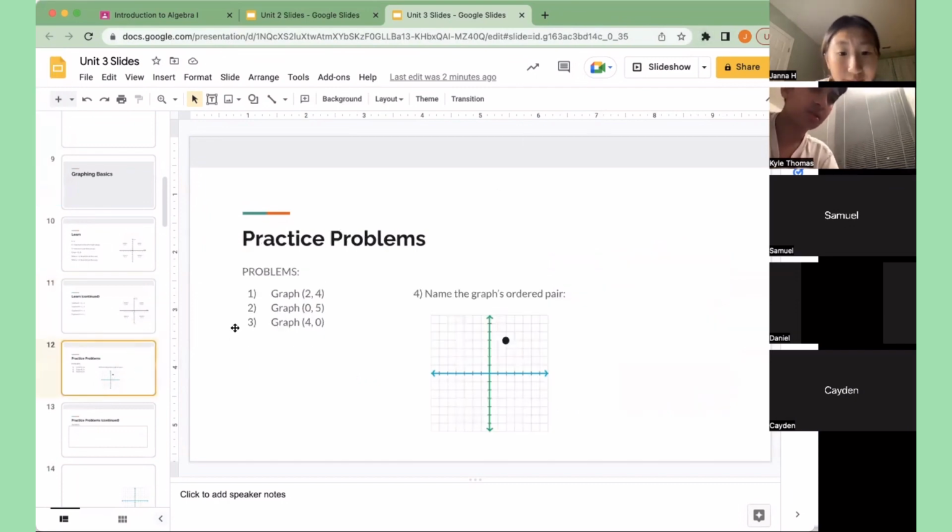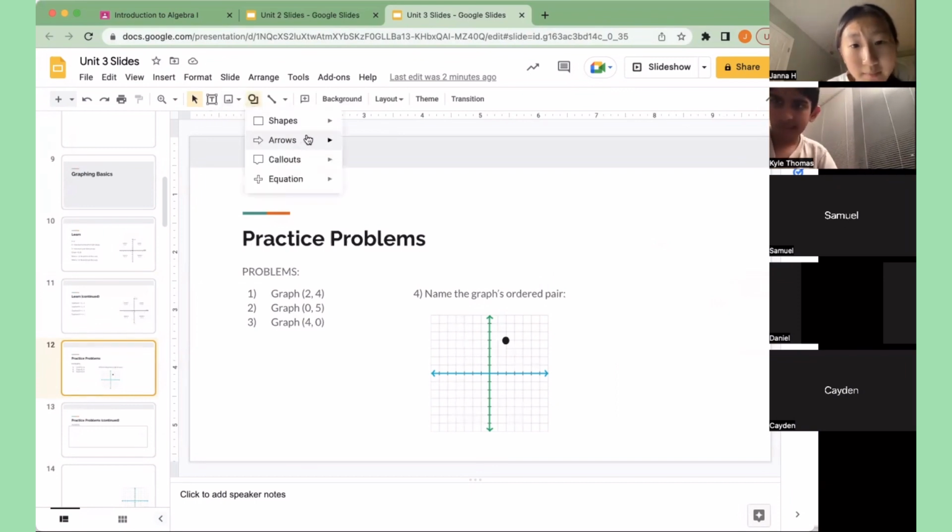Okay. Again, this is very, very simple. So practice problems, since you guys are on paper, it should be easier for you. I guess I'll do an example just in case you guys are all from different grades, so I don't know.